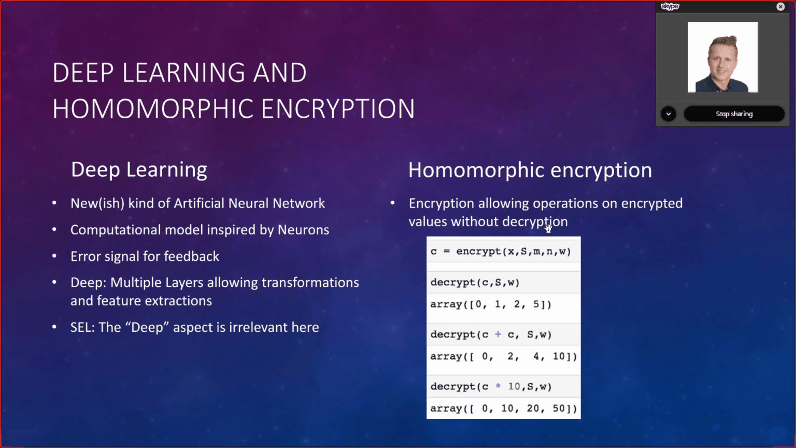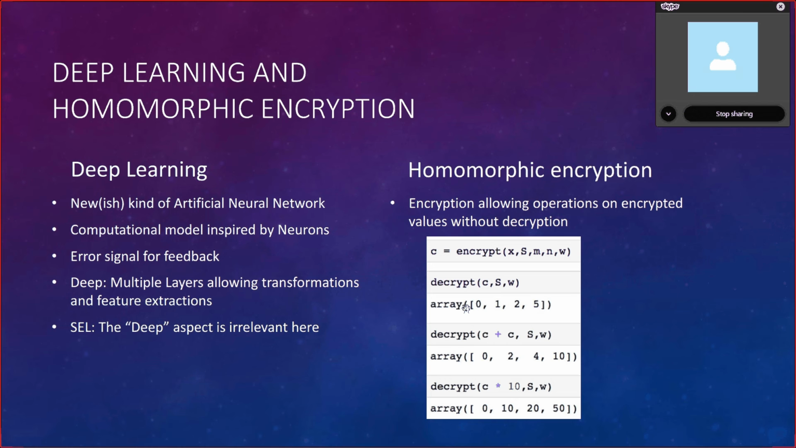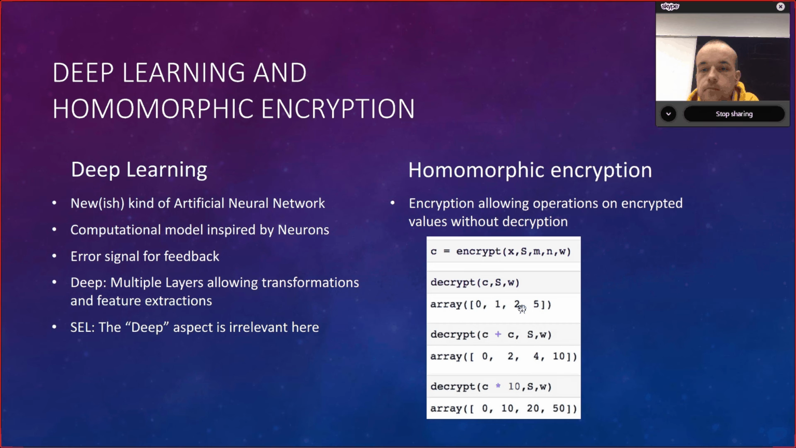I've taken some of the code here from the tutorial to try to illustrate what's going on. So here we have an array, a list of integers 0, 1, 2, 5. We start by encrypting this array, and then we get something called C, that is the encrypted data. If we try to decrypt it, of course we get the same array back. We get 0, 1, 2, 5 back if we decrypt what we've just encrypted.